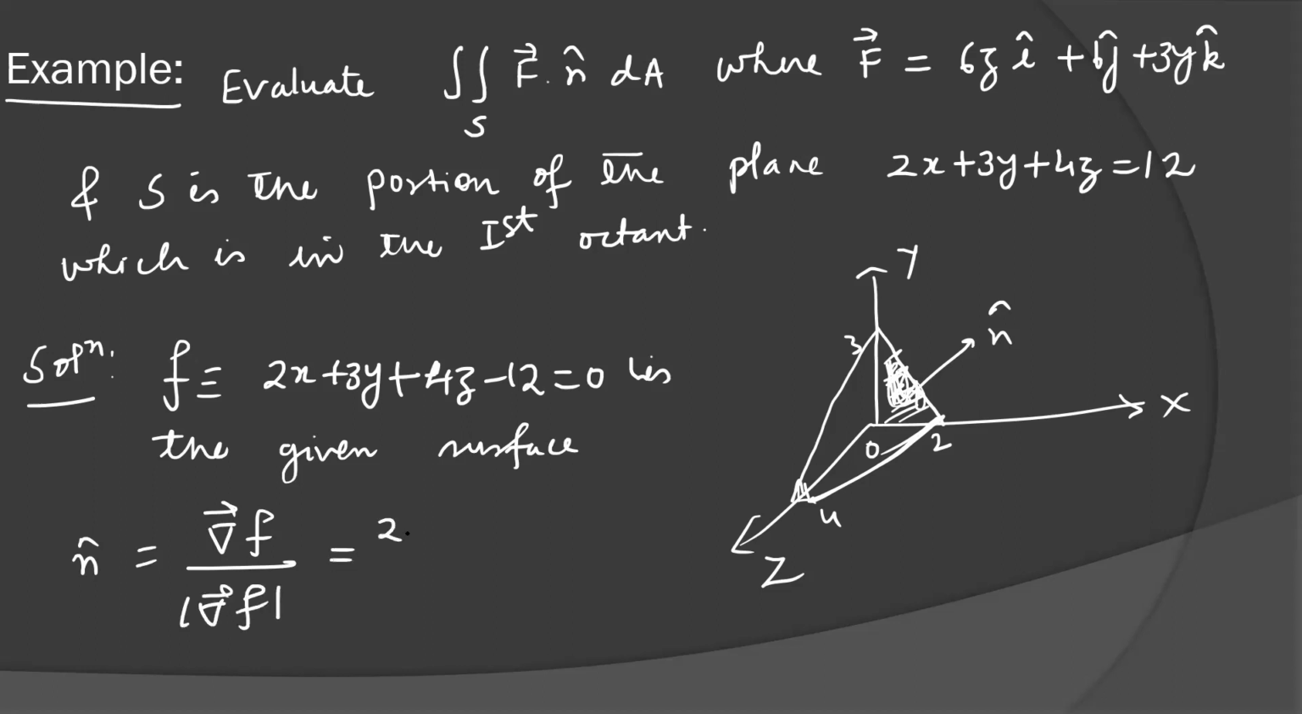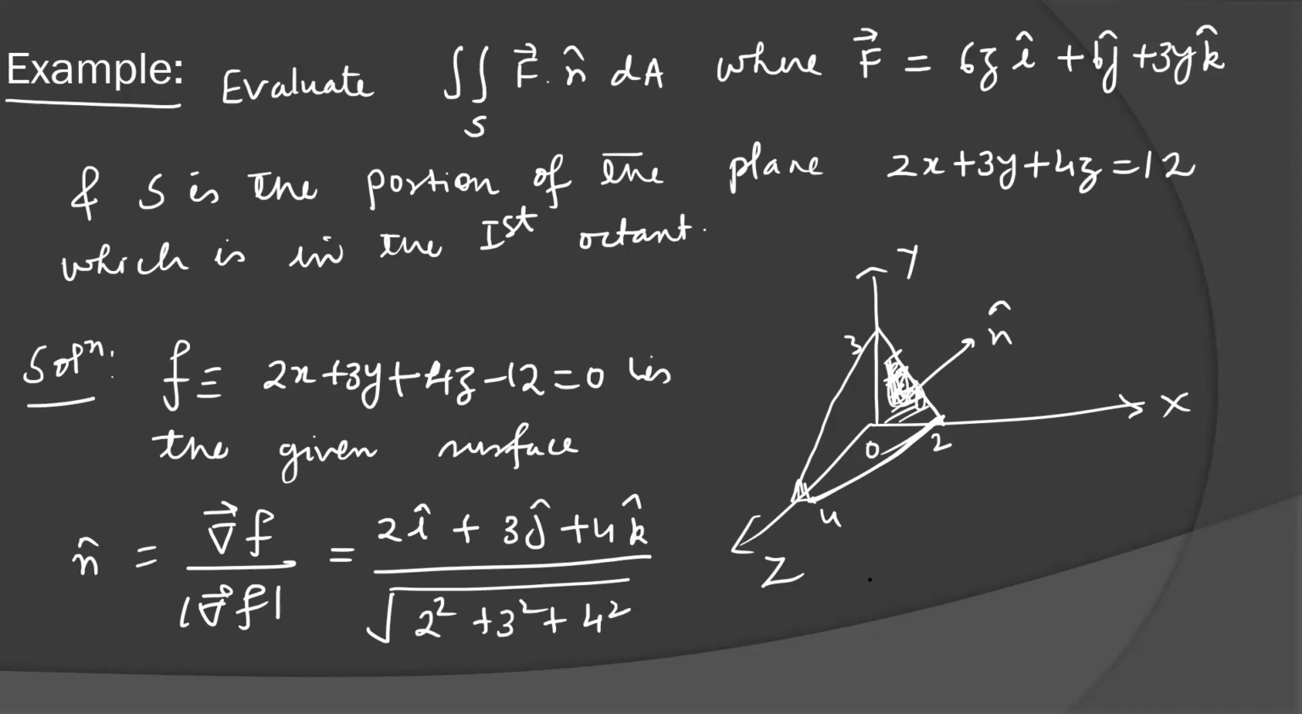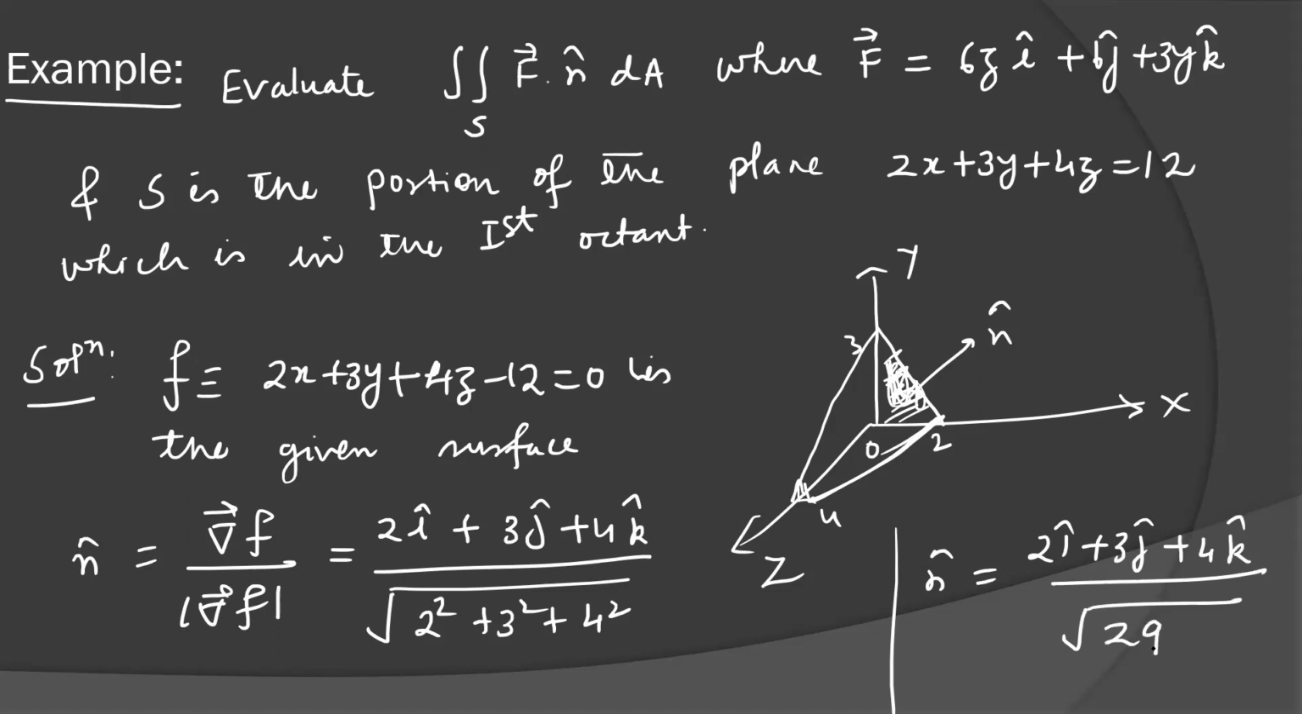If you take the gradient of f, it will be 2i plus 3j plus 4k over under root 2 square plus 3 square plus 4 square. So n cap is 2i plus 3j plus 4k over under root 29. So this is your unit normal vector. Now we will calculate f dot n cap firstly. It will give you a lot of idea.